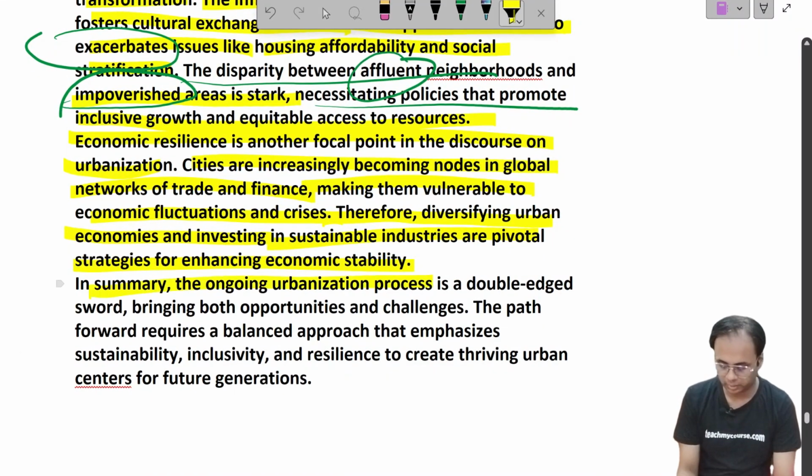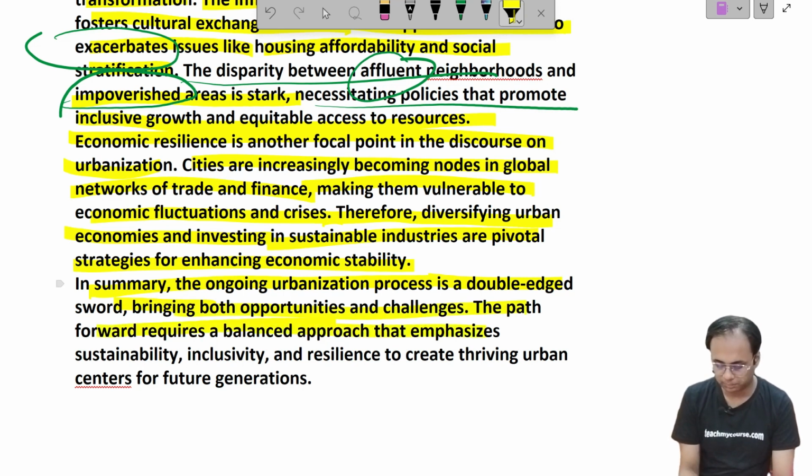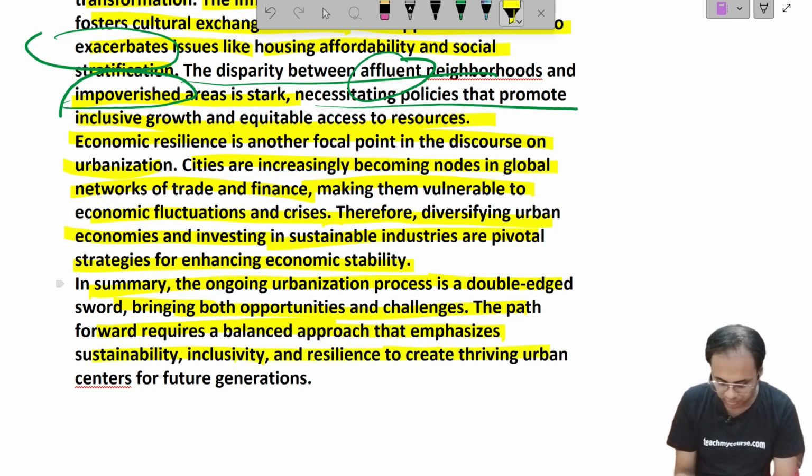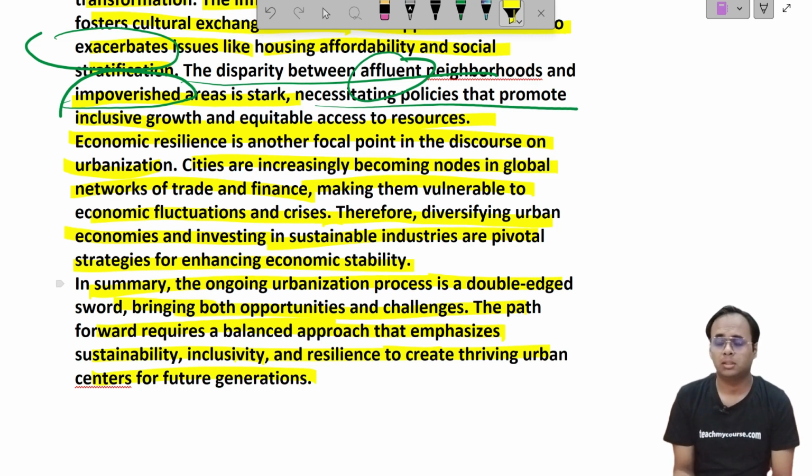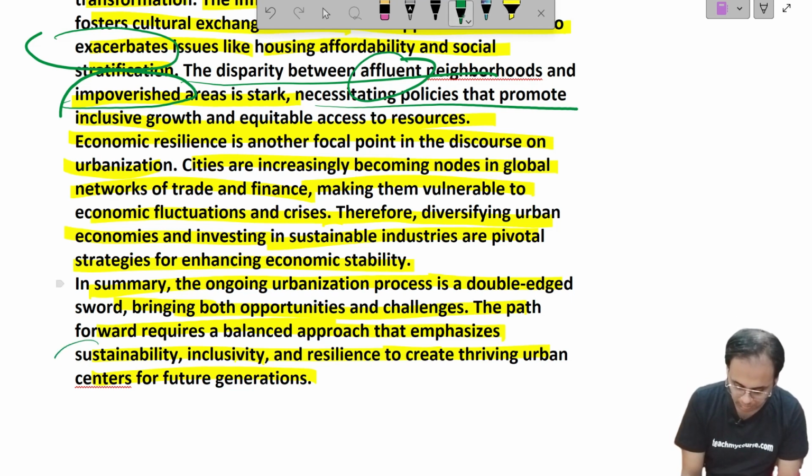In summary, the ongoing urbanization process is a double-edged sword, bringing both opportunities and challenges. The path forward requires a balanced approach that emphasizes sustainability, inclusivity, and resilience to create thriving urban centers for future generations. So, at the end of the paragraph, the author emphasizes sustainability, inclusivity, and resilience.